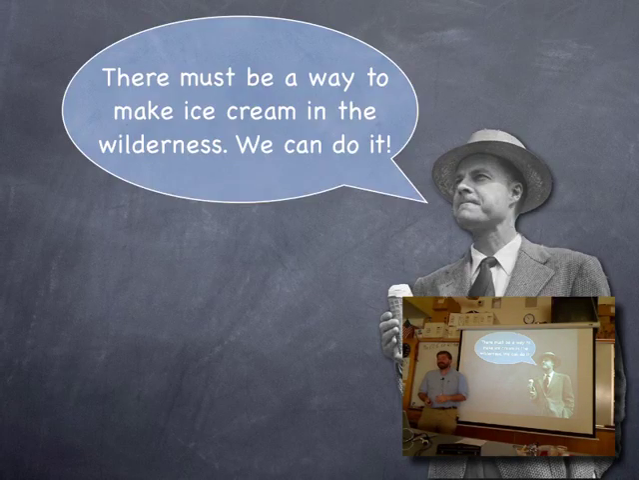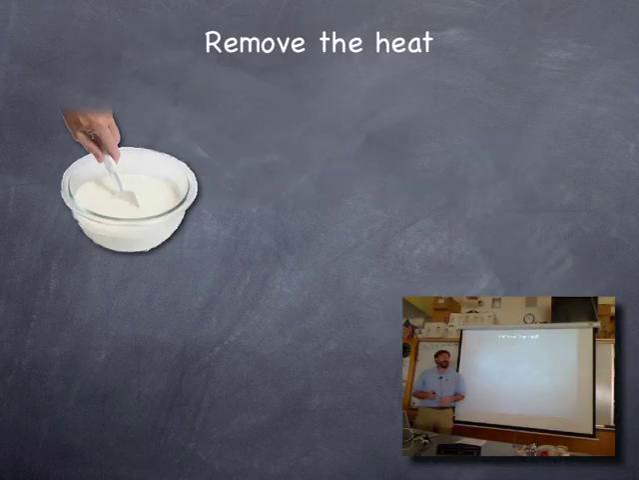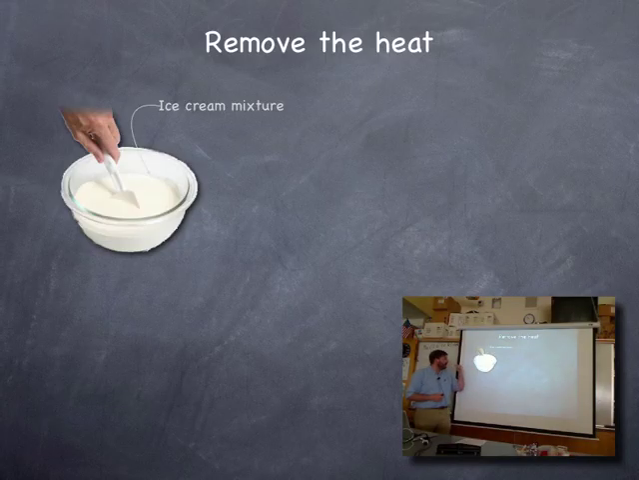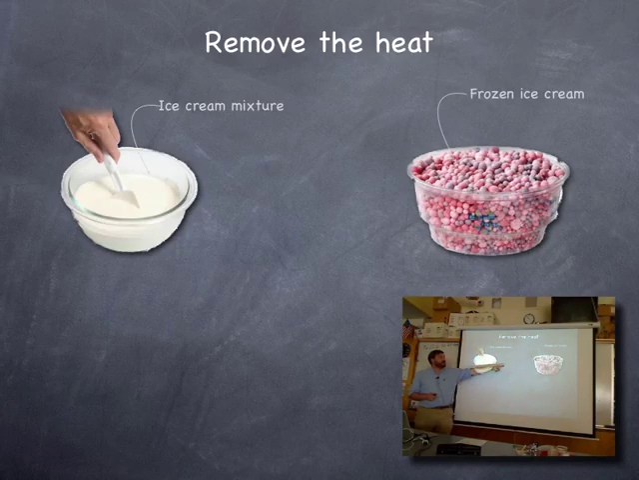The key to making ice cream work out in the wilderness, and we're talking about in the summer, no snow around, okay? We need to be able to control the energy. We need to be able to remove heat from our ice cream mixture, okay? So we've got the perfect mixture. We can freeze this up. We want to turn this mixture of liquid into frozen ice cream, okay?